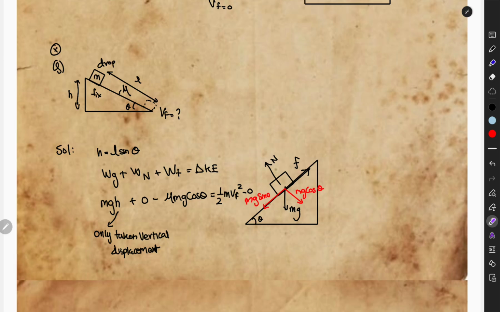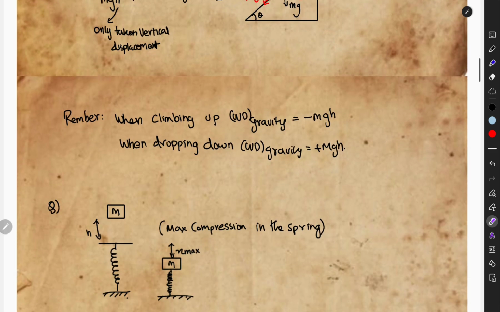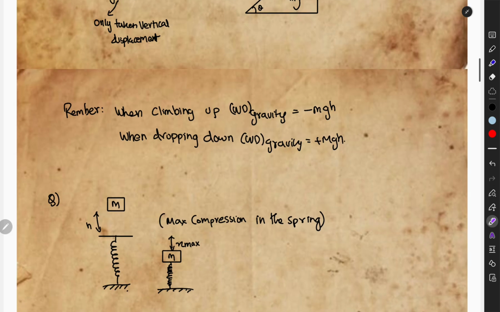And what is work done by the friction? Friction is basically mu N, right? So in this case minus mu mg cos theta, because why minus? Negative work is done because it is opposite to the direction of the displacement, and this will be equal to the change in kinetic energy. So you can find the value of final velocity.